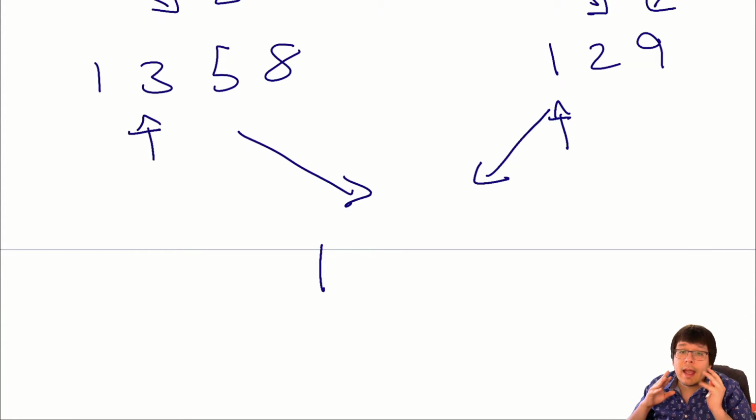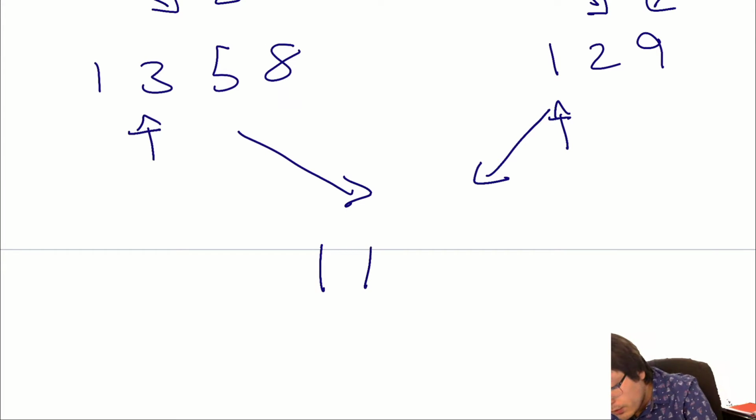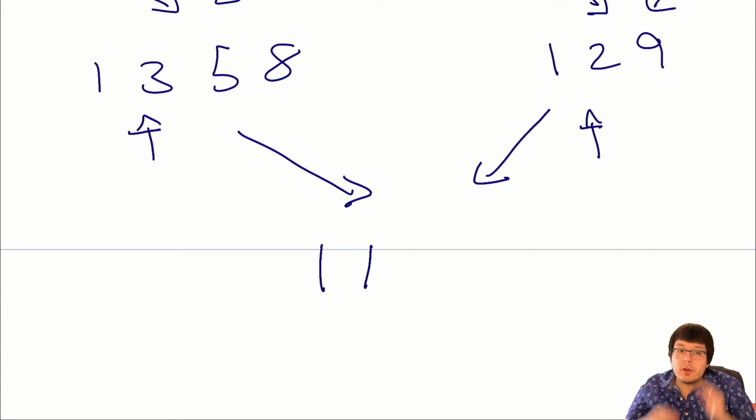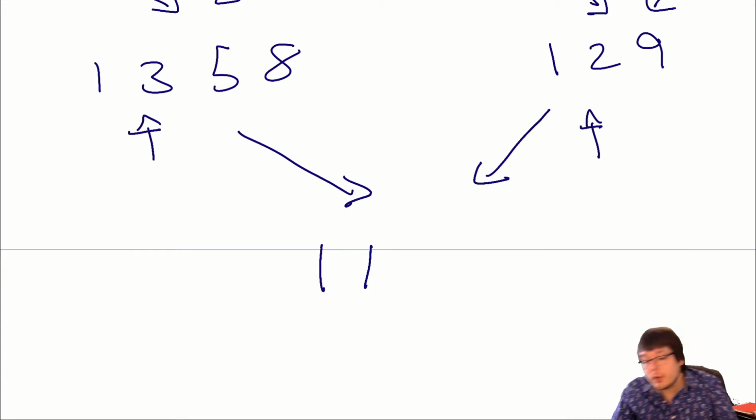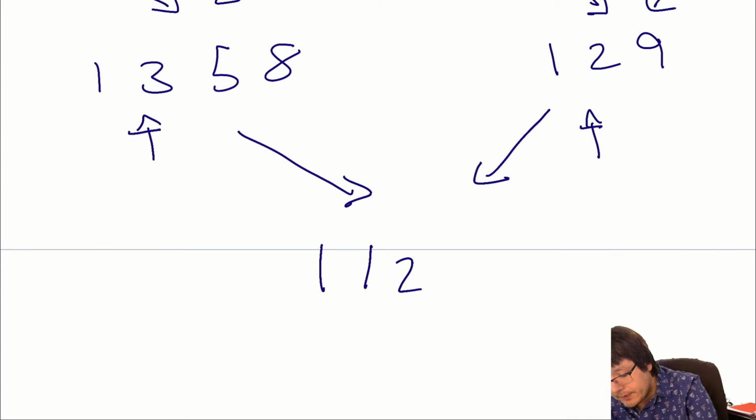So now we're looking at 3 and 1. 1 is smaller than 3, so we're going to take the 1 down from there, and then we're going to shift this by 1 here, okay? We're looking at the 3 and the 2. The 2 is smaller than the 3, so therefore we are going to again copy over the 2 and shift this by 1, okay?